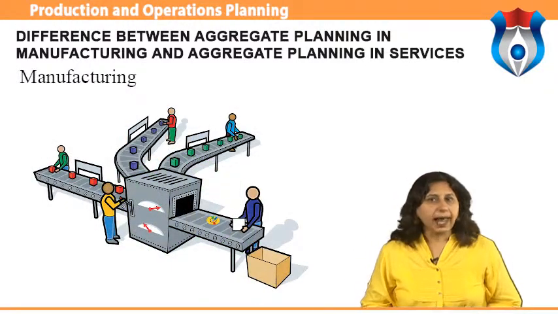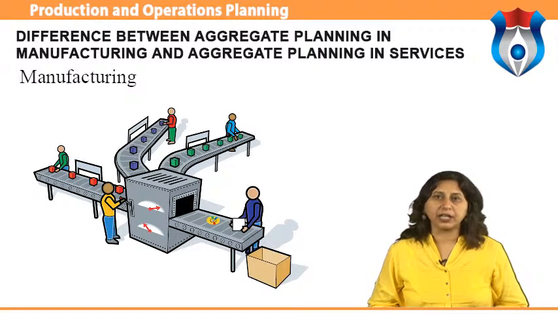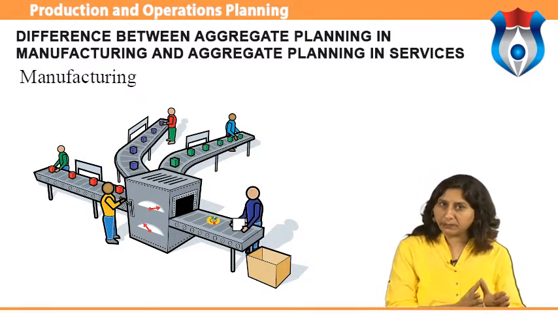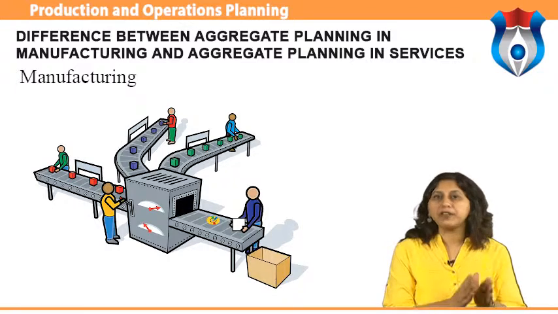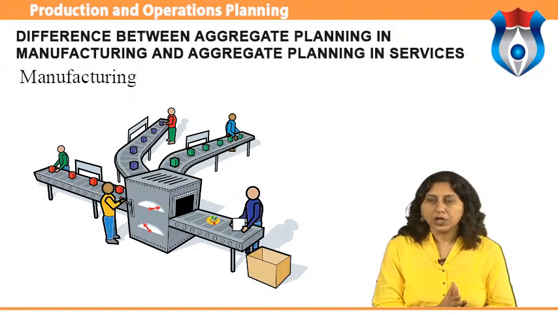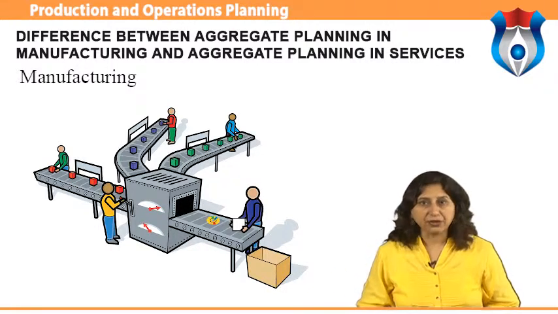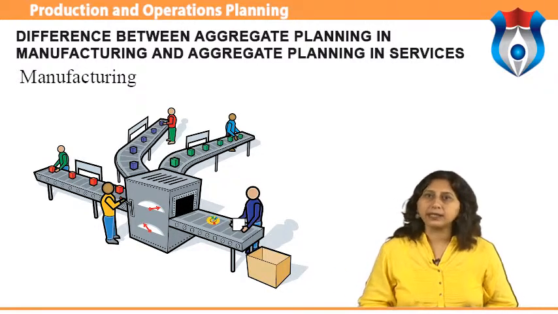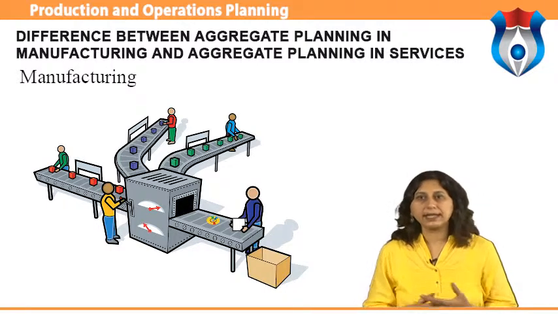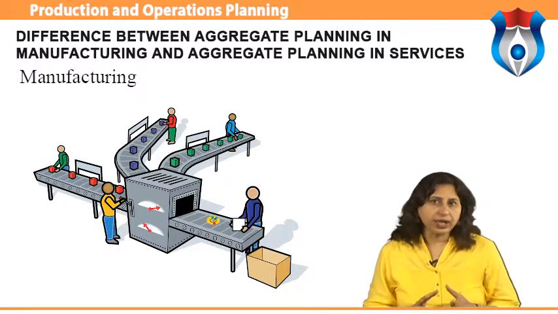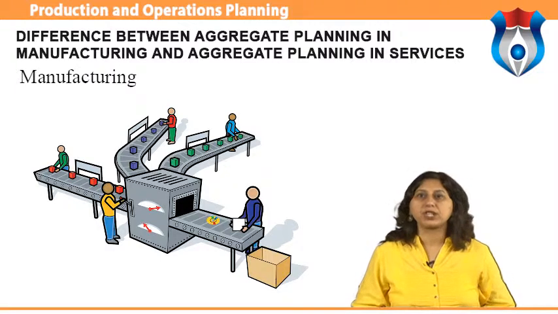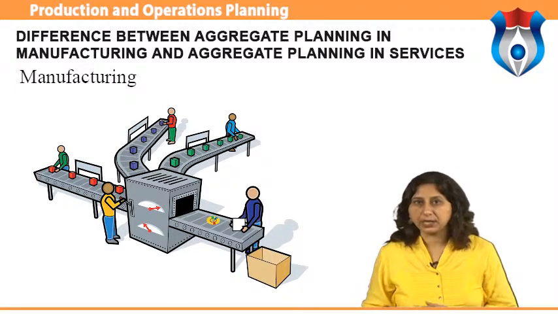Manufacturing. Aggregate planning in manufacturing involves allocating the correct amount of resources for every manufacturing process so that the time and costs are minimized during idle mode. Manufacturing businesses use either the chase strategy or the level strategy. The chase strategy involves matching demand and capacity period by period.